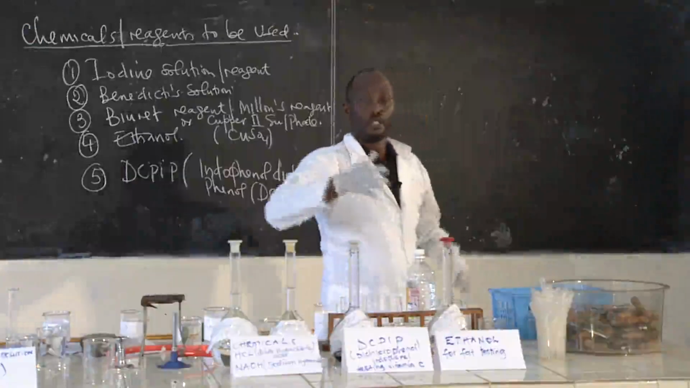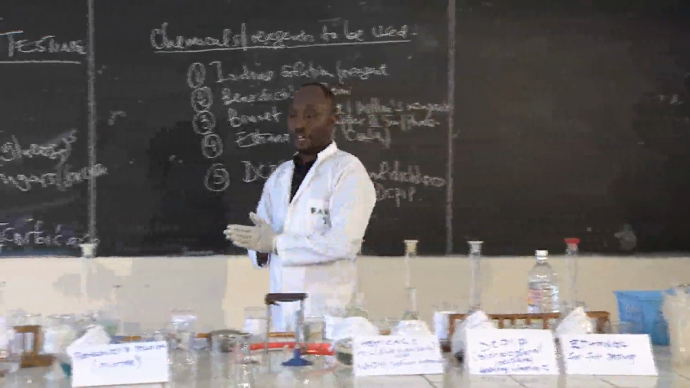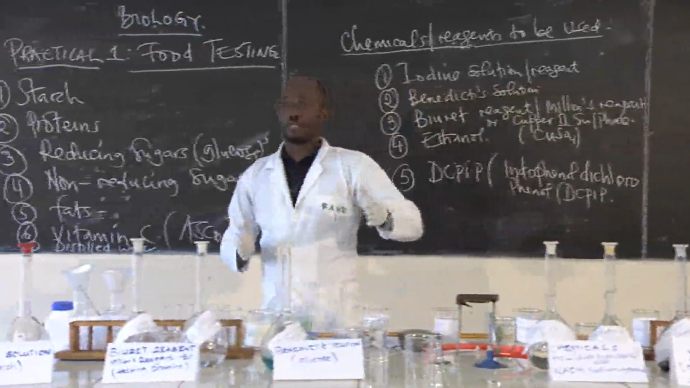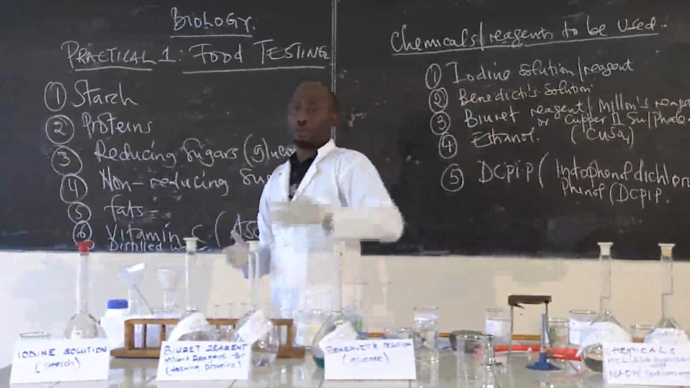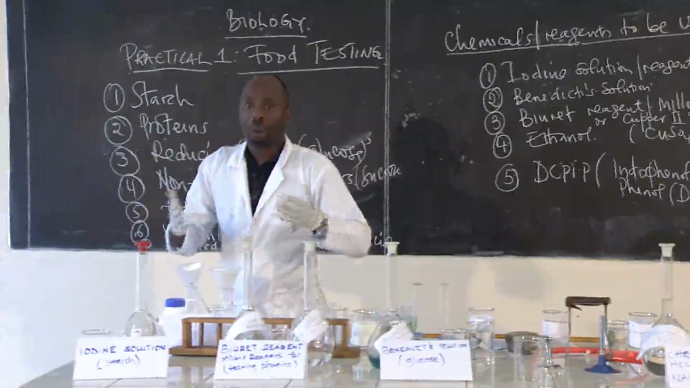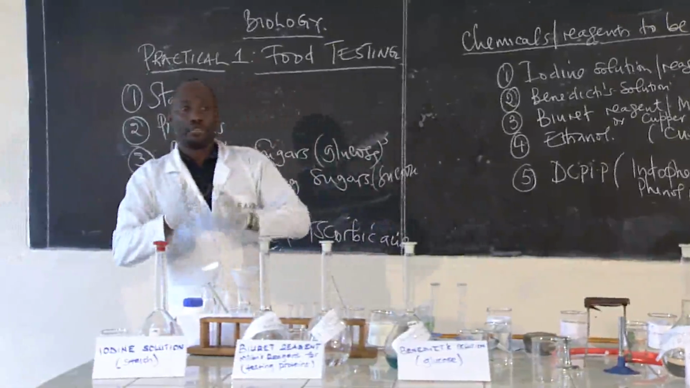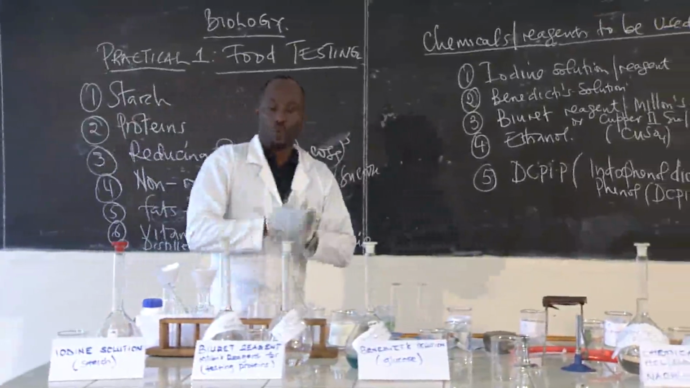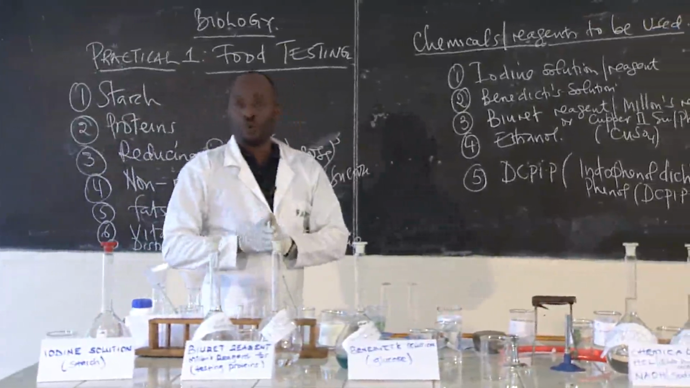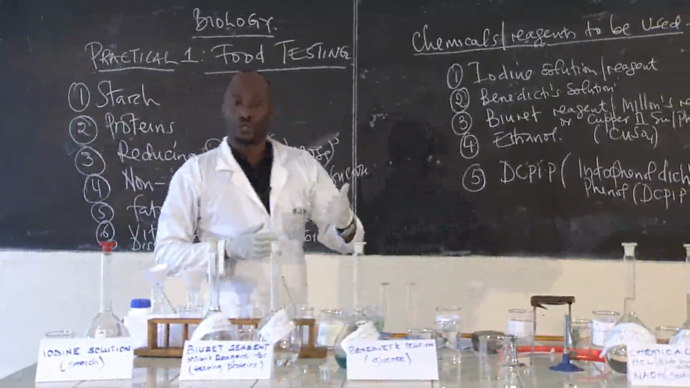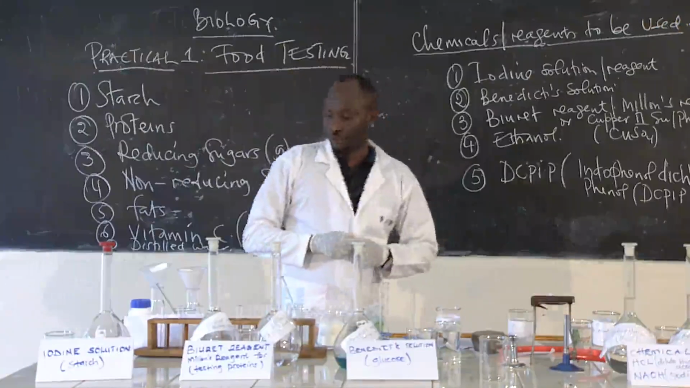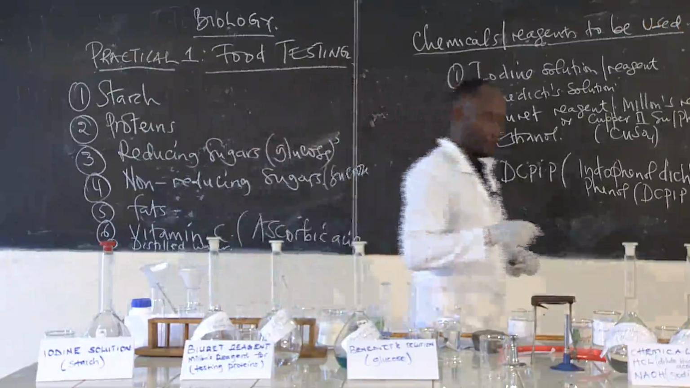All right, students. Excellent. We have seen all the reagents we are going to use and all the foods we are going to be testing. Let us now start our practical of testing starch. What do we use in testing starch? We said for testing starch, we use the iodine solution. Let's start our practical.